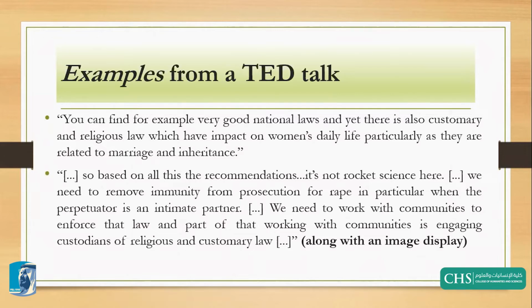Metaphorical language. So based on all these recommendations, it's not rocket science here. We need to remove immunity from prosecution for rape, in particular when the perpetrator is an intimate partner. We need to work with communities to enforce that law, and part of that working with communities is engaging custodians of religious and customary law. Of course, they present visual images along with the recommendation that they are making. So the use of visual images is critical here.